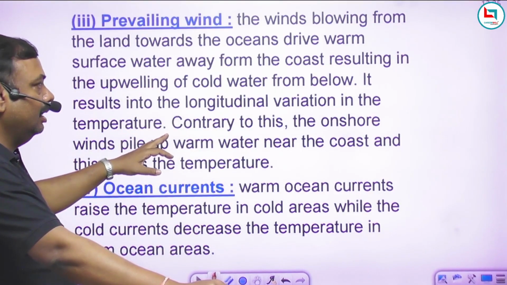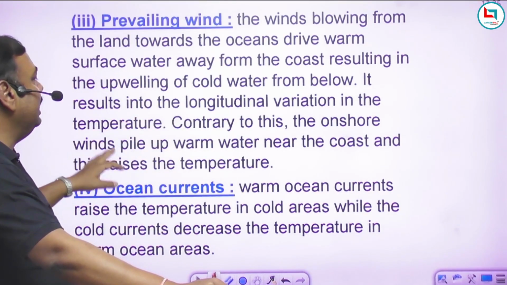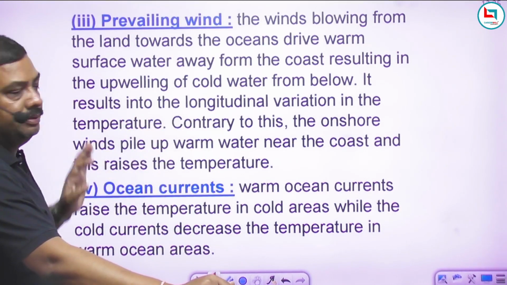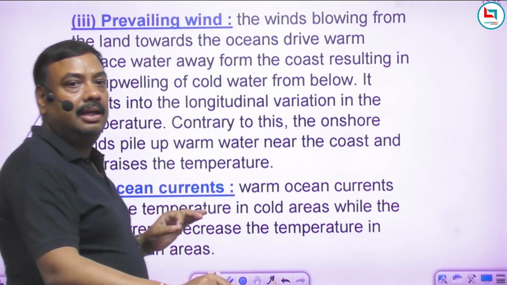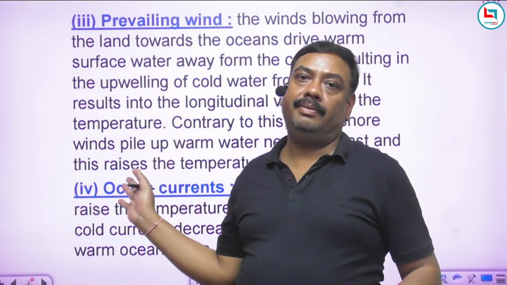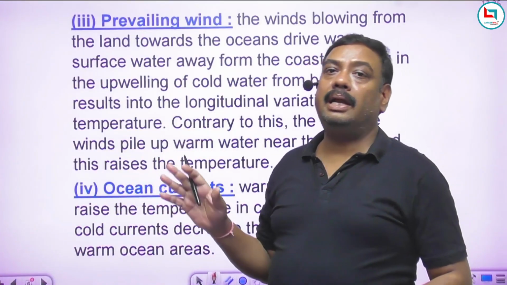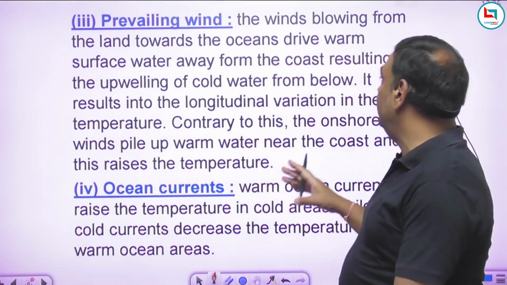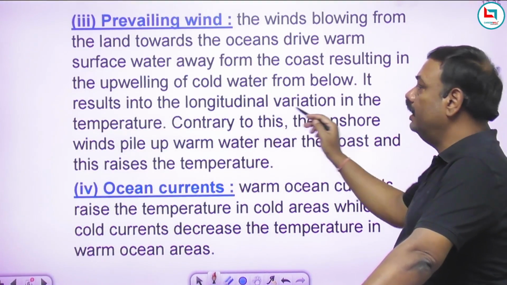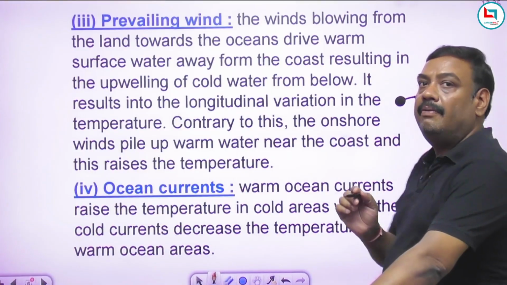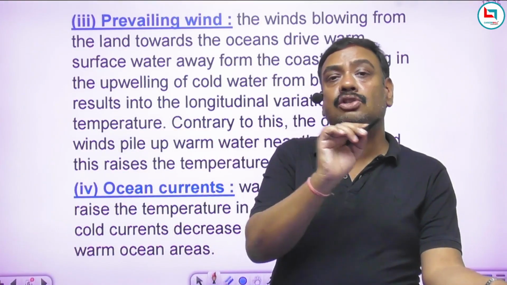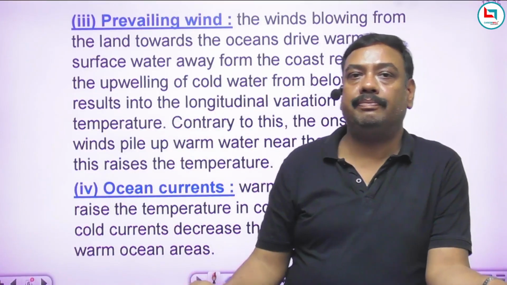Contrary to this, onshore winds pile up warm water near the coast and it raises the temperature, right? In a very precise way, you can write the thing in this manner. And if you are getting confused regarding this term longitudinal, it is written here somewhere, longitudinal variation. Longitudinal variation means that the variation in the temperature is observed from west to east or east to west, you can say.